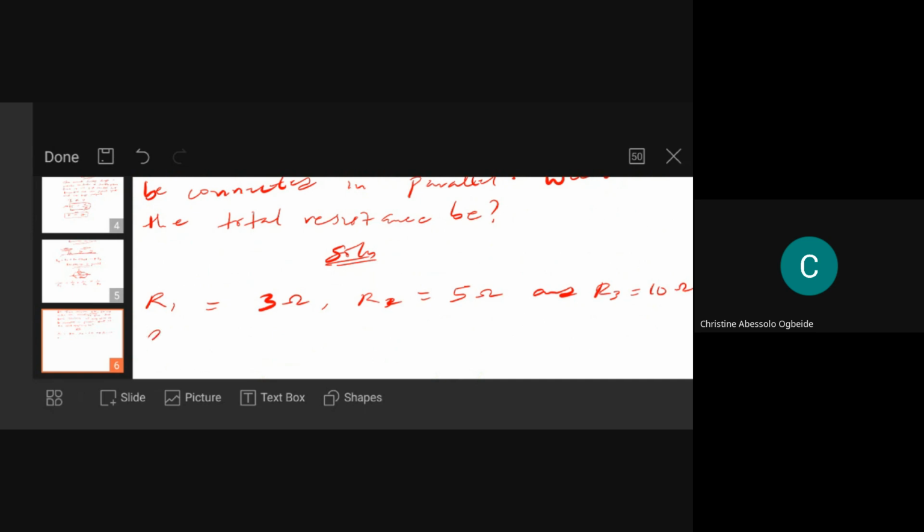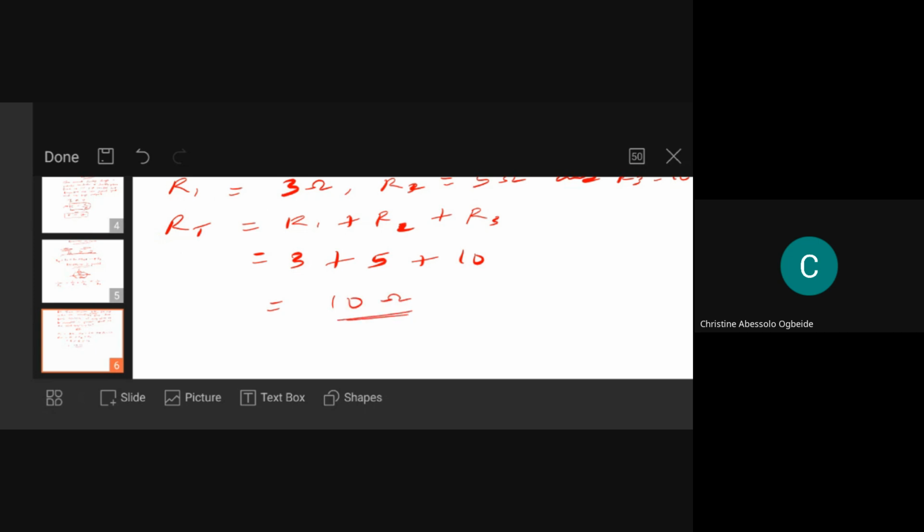Since they were connected in series, remember our R total becomes the sum of these resistances, R1 plus R2 plus R3. If I add everything together, my R total becomes 3 plus 5 plus 10. That will give me a total of 18 ohms, which is the total resistance flowing through the circuit. Now, 18, not 10, please. 18 ohms.